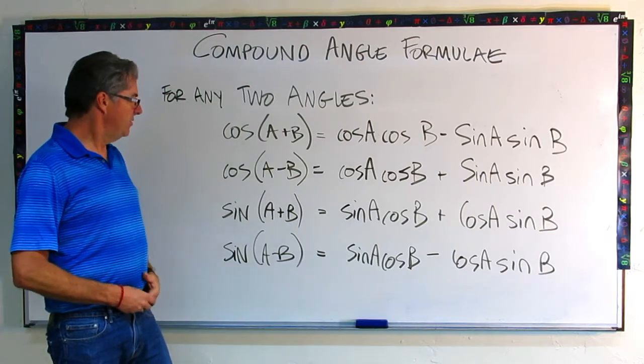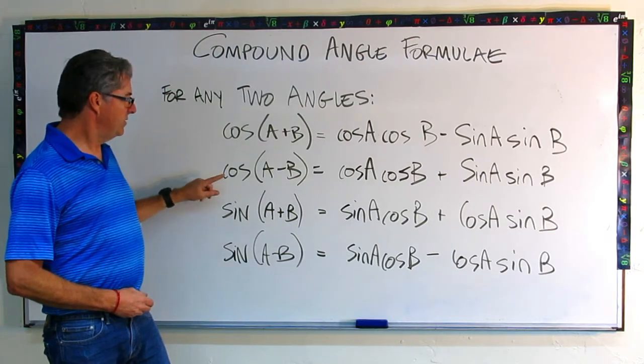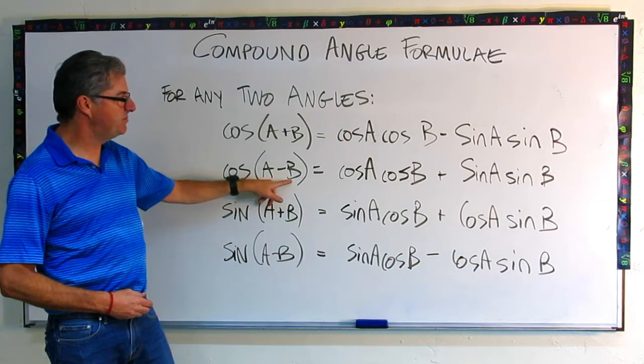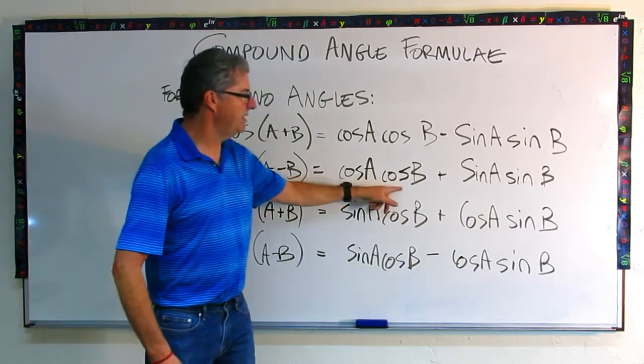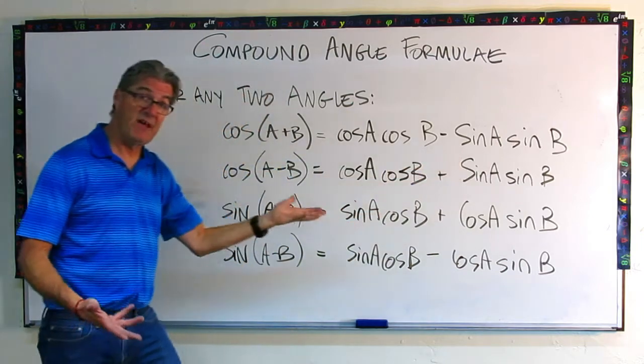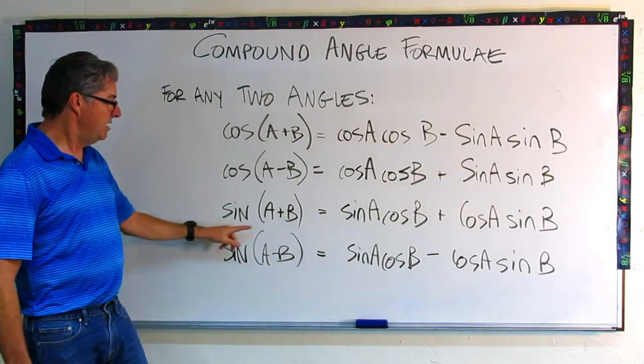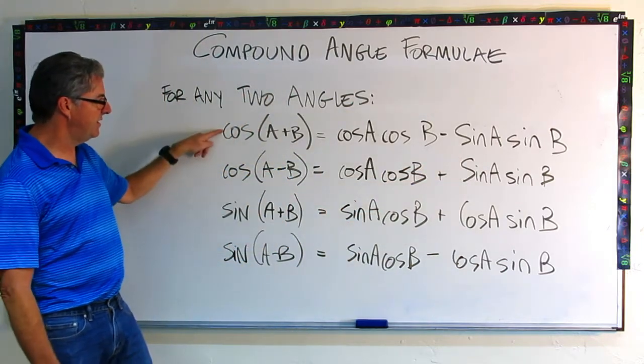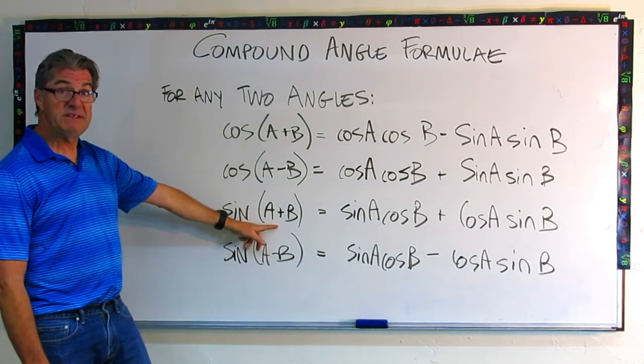Okay? So we have 3 more. You have the cosine of angle A minus B, which is cosine A times cosine B plus sine A sine B, like that. We also have the sine of A plus B, like the cosine of A plus B. Here's a sine of A plus B, but this is a little different.